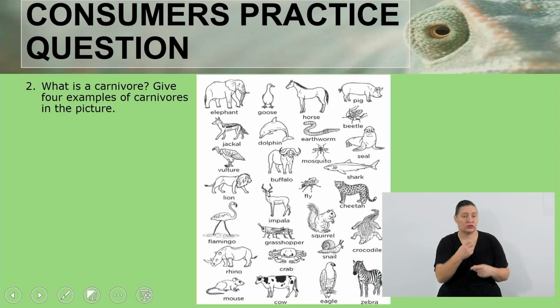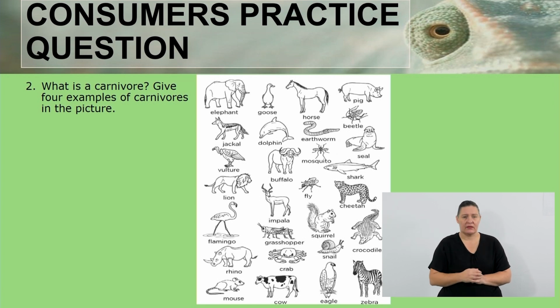So the second question is still using the same picture, but now they are saying, what is a carnivore? Give 4 examples of carnivores. Now, if you remember, we said carni means flesh, and again, vor means to eat. Right, so now these are flesh-eating organisms. So we start by explaining what a carnivore is.